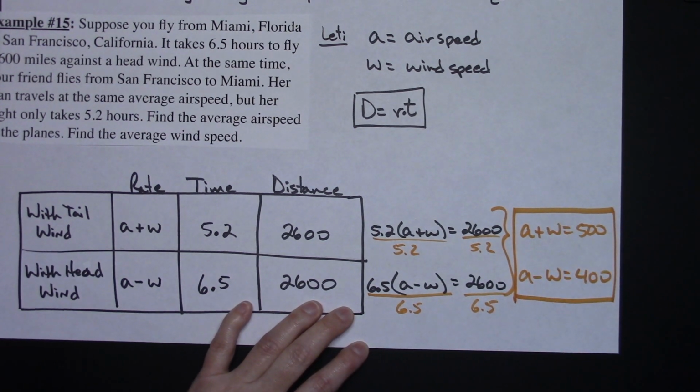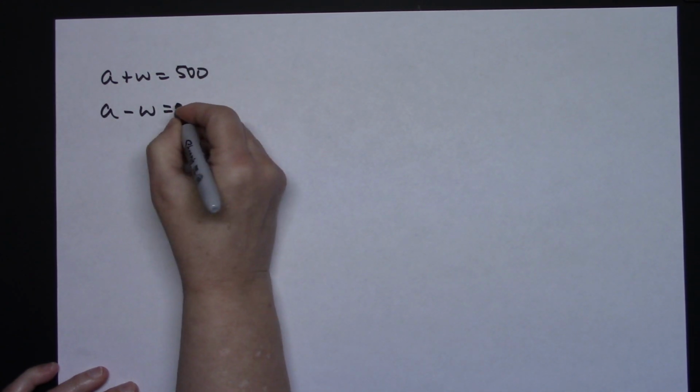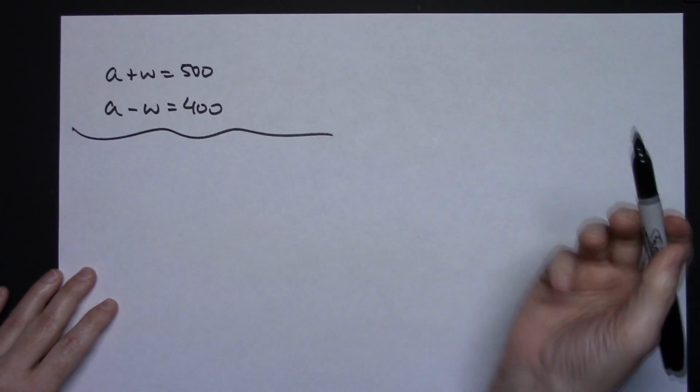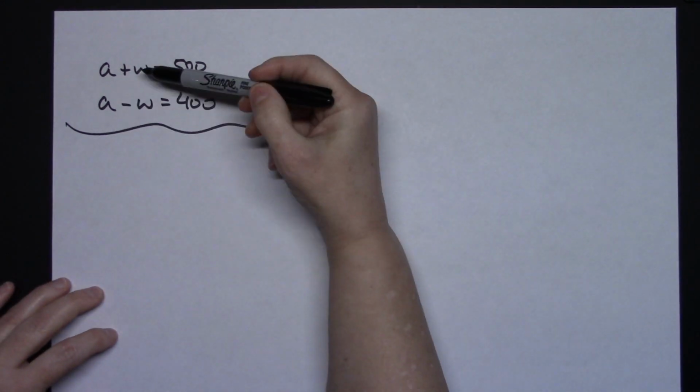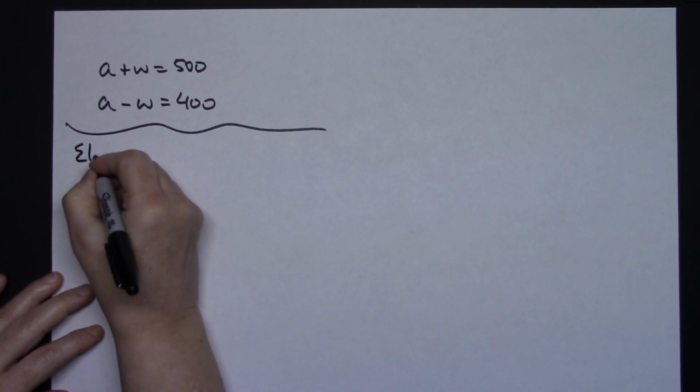So I'm going to take that system of equations to another piece of paper and we'll finish solving this. Taking that system, I will rewrite it. We came up with a plus w equals 500, and a minus w equals 400. Because of that, we want to solve this. I think I'm going to use the elimination method, because normally I do substitution, but this is just too nice not to use elimination.